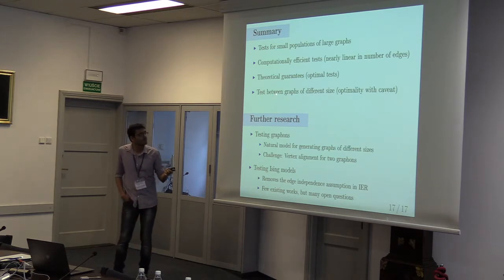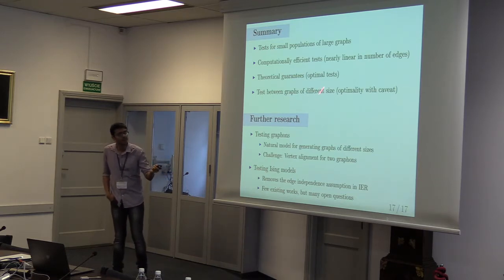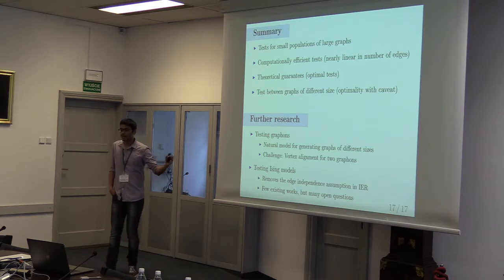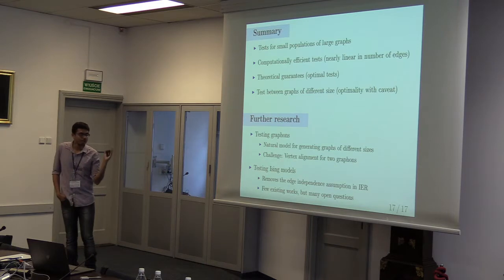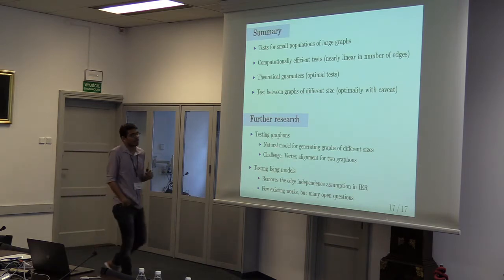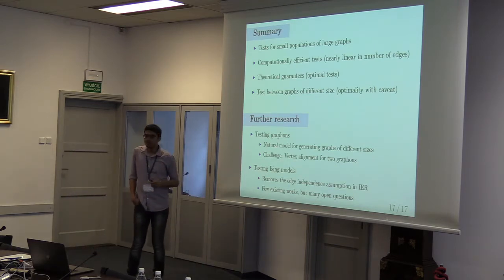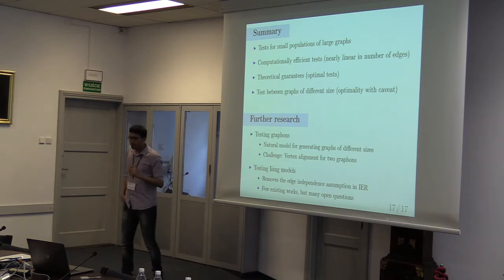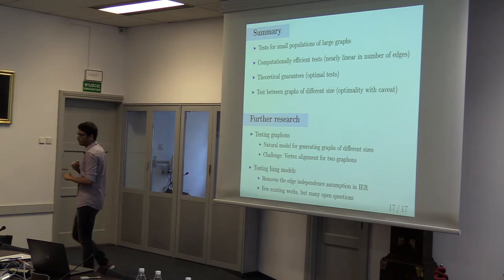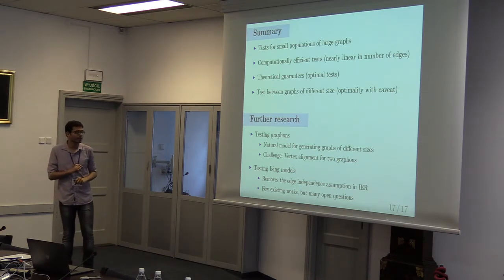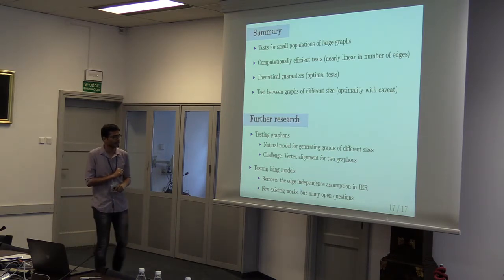So for example, for dealing with graphs of different sizes, a natural model would be testing between two graph types, because graphons help us in generating graphs of different sizes. But the challenge is, how do we do a vertex alignment in the context of graphons? That's very unclear from the current literature.